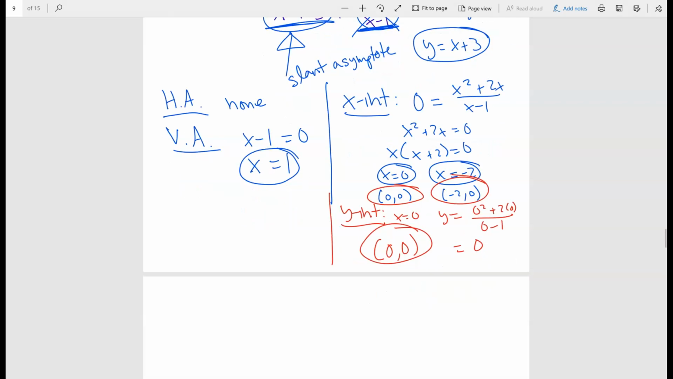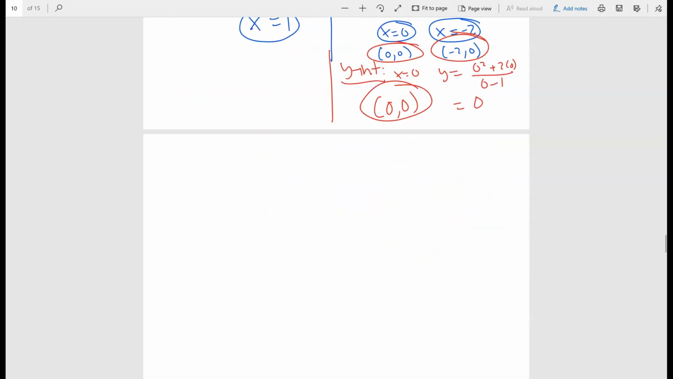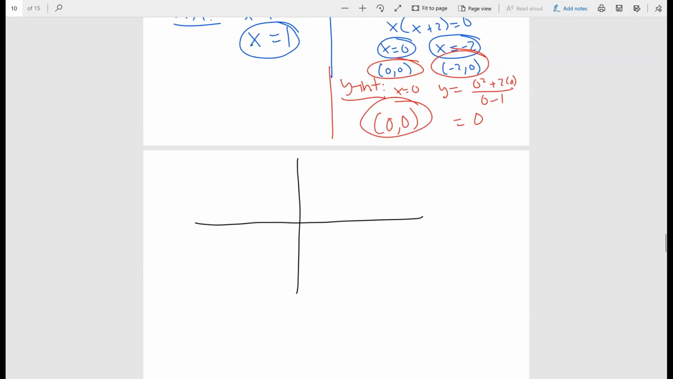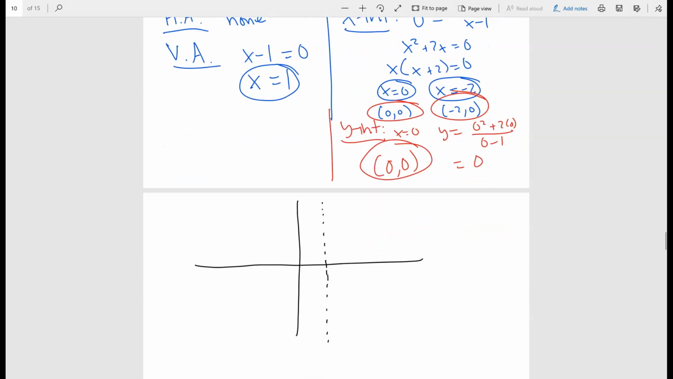Okay, so let's start off by graphing the slant and the vertical. So the vertical asymptote is at x equals 1. So here's 1, here's my vertical asymptote. My slant asymptote is going to be y equals x plus 3. So how do we graph y equals x plus 3? Well, remember that we're going to start at the y-intercept, so that's going to be 3. Okay, let me graph this a little bit better.